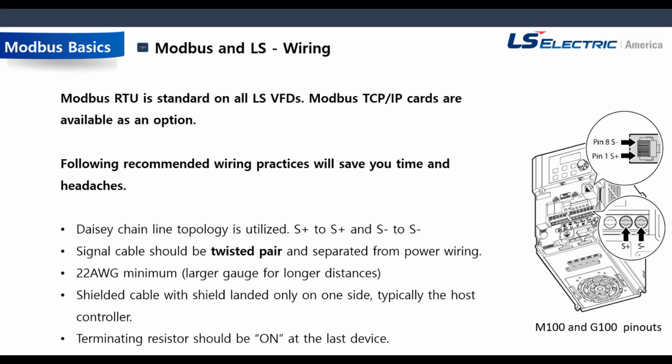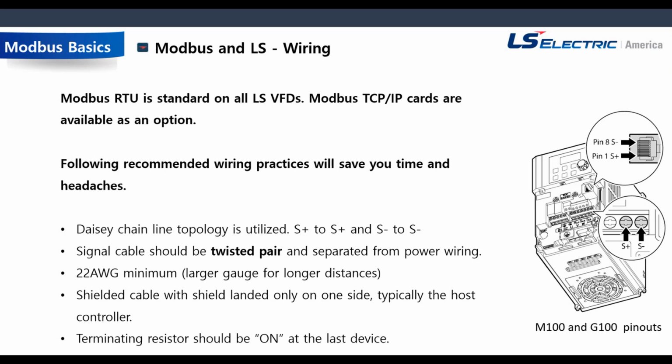The bullet points on the bottom here mention some of the key specs and recommendations to follow. Modbus RTU uses a daisy chain line topology. So you're pretty much just jumping from one drive to another, S+ to S+, S- to S-, and then doing it again and again down the line. We recommend that the signal cable is a twisted pair, and that you keep it separate from your power wiring. Try not to put your low voltage communication cable in the same conduit as your motor or your incoming power. Try to keep that separate.